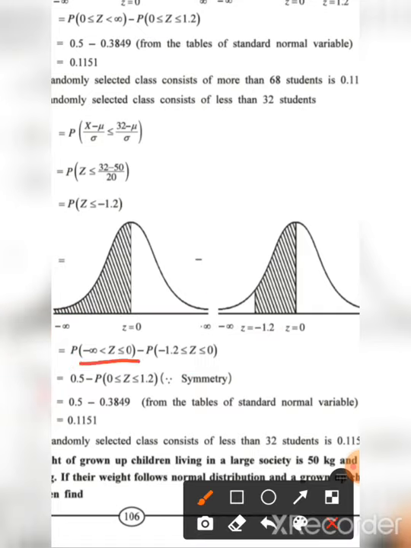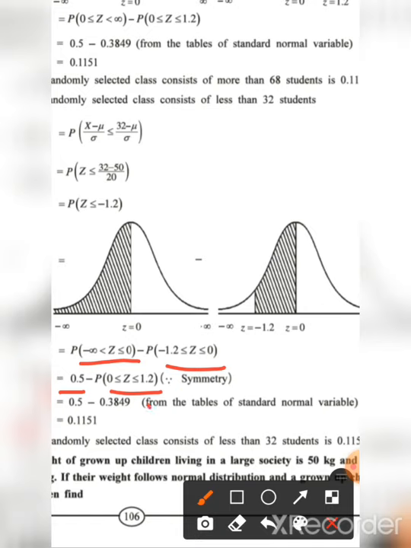Now children, infinity to 0 is always equal to 0.5, that is 0.5 over here with the minus sign in between. As I told you, the negative sign always shows the left hand side and the positive sign always shows the right hand side, but the value of the area will always remain the same. So that's why this negative 1.2 is converted into positive, that is minus P of 0 less than or equal to z less than or equal to 1.2.